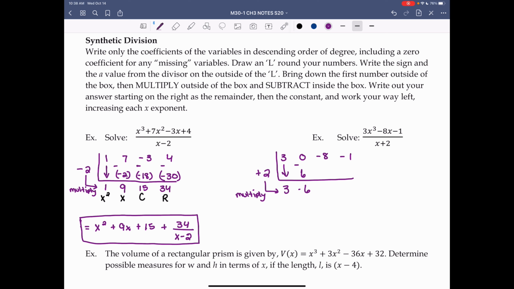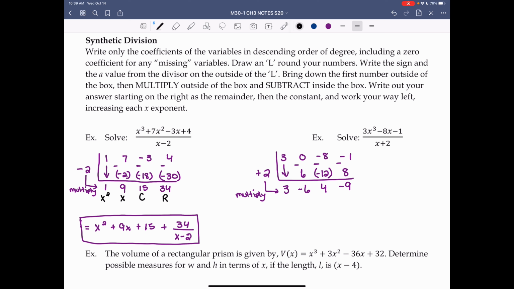Multiply outside. 2 times negative 6, negative 12. Subtract inside. Negative 8 minus negative 12 would be negative 8 plus 12, which is positive 4. Multiply outside. 2 times 4 is 8. Subtract inside. Negative 1 minus 8 is negative 9.